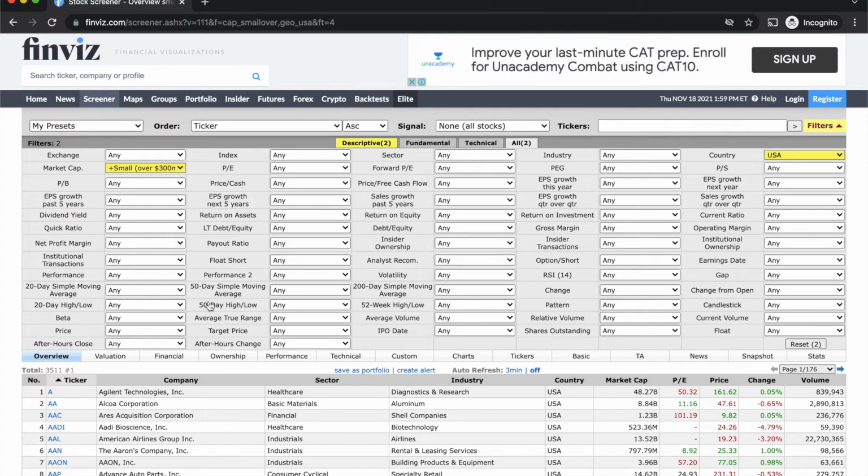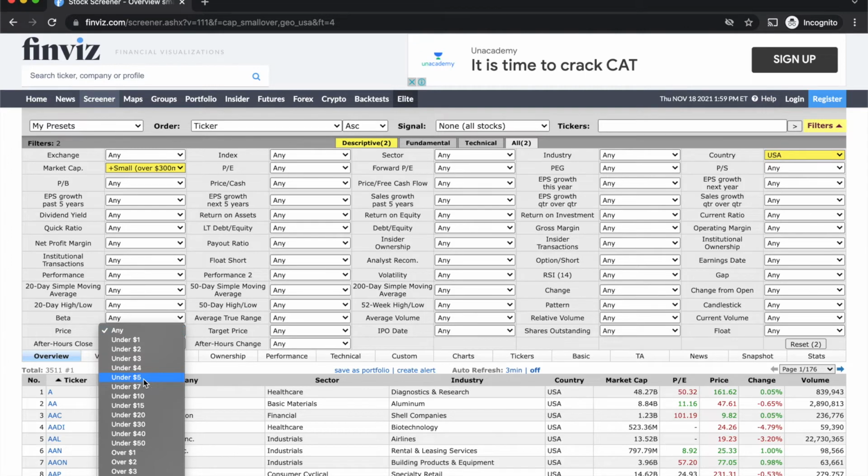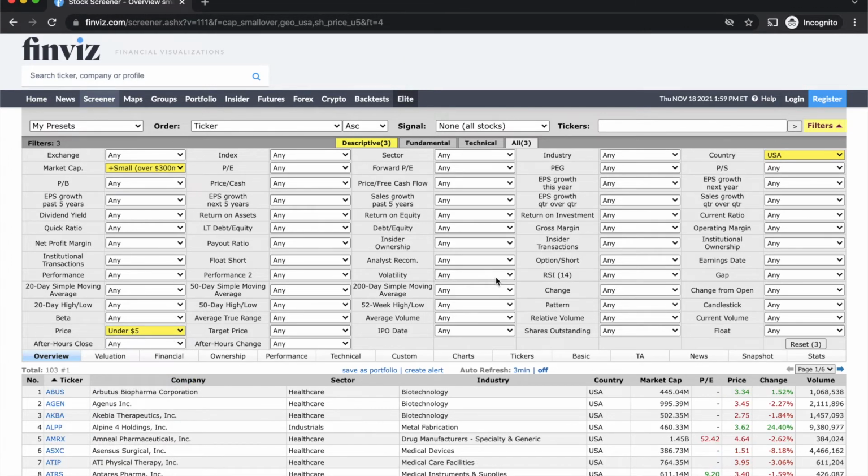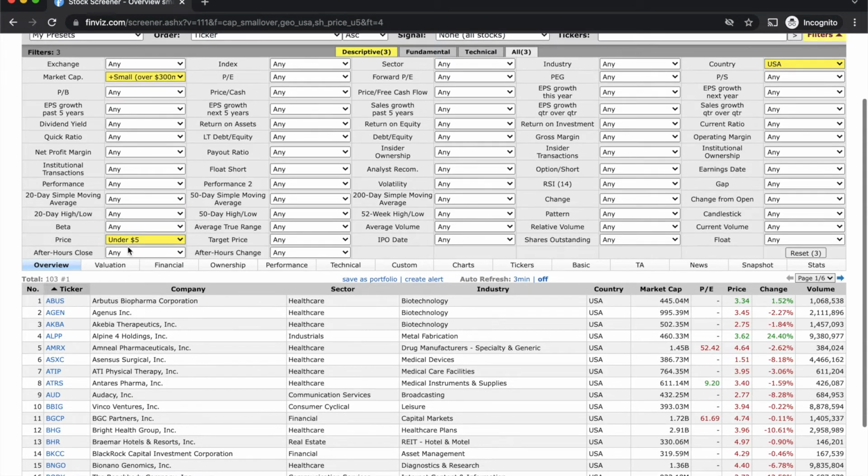So we have two filters set. Now you can see the number of stocks is down to 3,511. The third thing, obviously this video is about penny stocks, right? So let's first of all go with the fixed definition of penny stocks, which is any stock that is priced under $5. So I just selected the price to be under $5. Now we'll select only those stocks which are priced under $5. So I'm getting 103 symbols here.